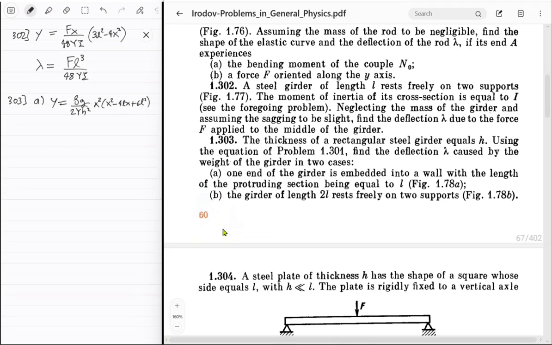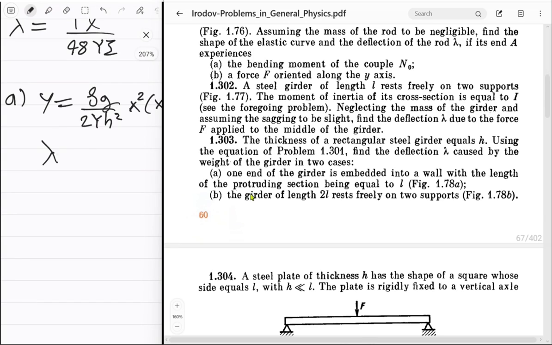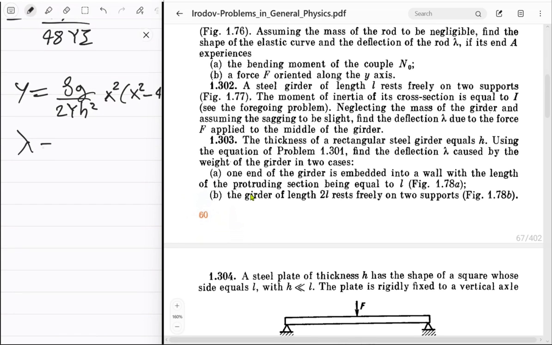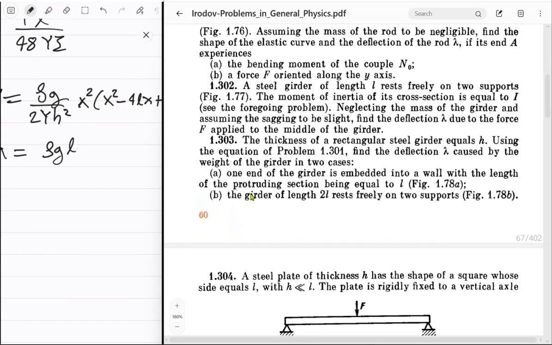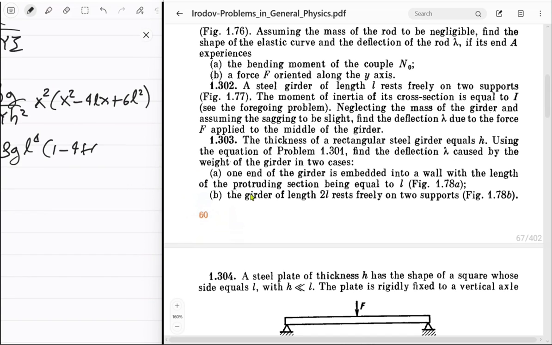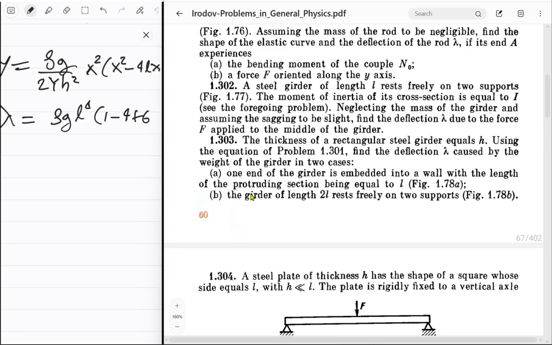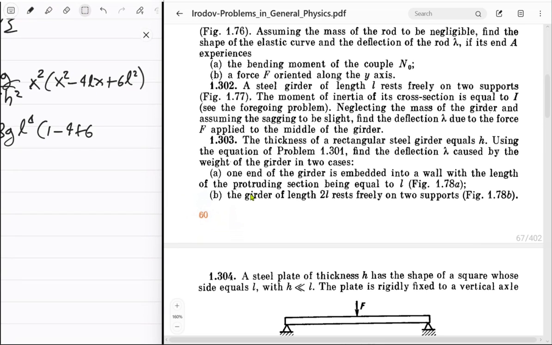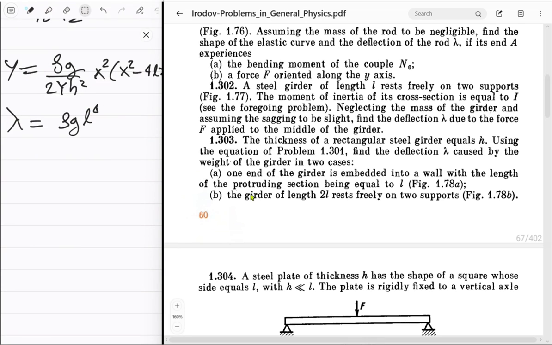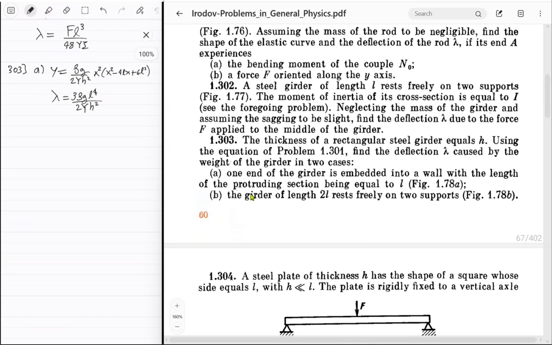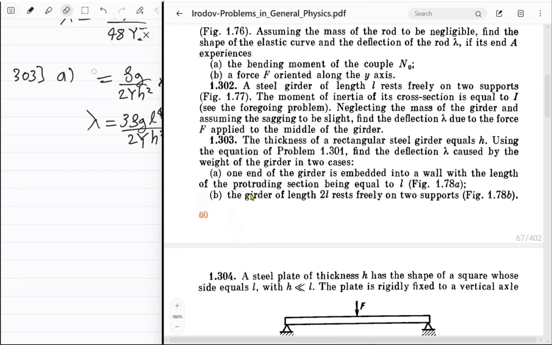So part A is done. What do you want, by the way? Deflection lambda caused by the weight of the girder. So lambda is just equal to, when you put x equal to L, you will get rho g L power 4 times 1 minus 4 plus 6, which is 2. I guess something went wrong. No, it's 3, sorry. So 3 rho g L power 4 upon 2 Young's modulus h squared. That's right, that's our lambda. Next question. Oh, and this y is not the Young's modulus, it's just equal to y. I should really use something else, like z or something.